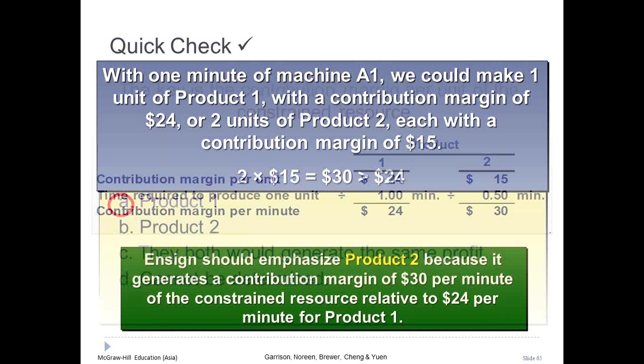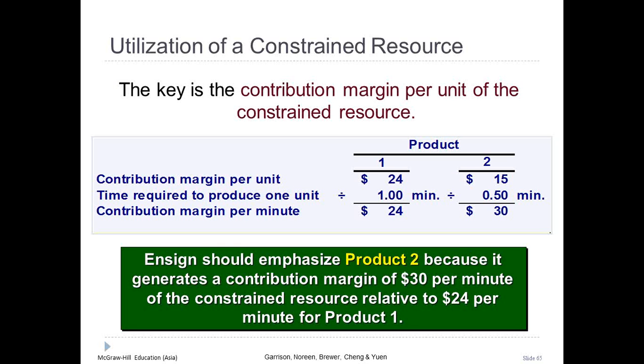As suggested by the answer to the quick check question, Ensign should emphasize product 2 because it generates a contribution margin of $30 per minute of the constrained resource relative to $24 per minute for product 1. Ensign can maximize its contribution margin by first producing product 2 to meet customer demand, and then by using any remaining capacity to produce product 1.